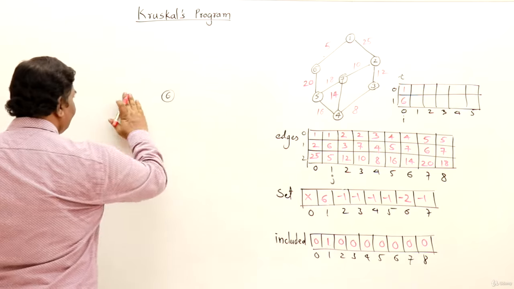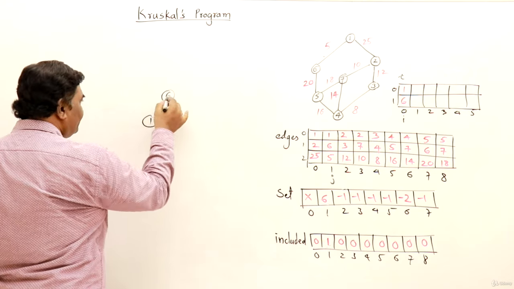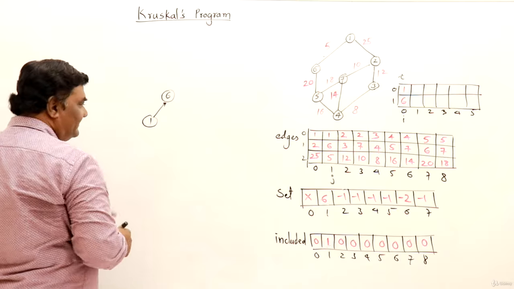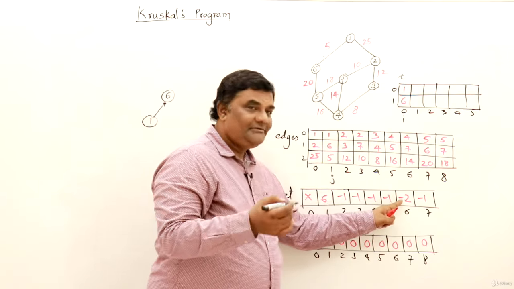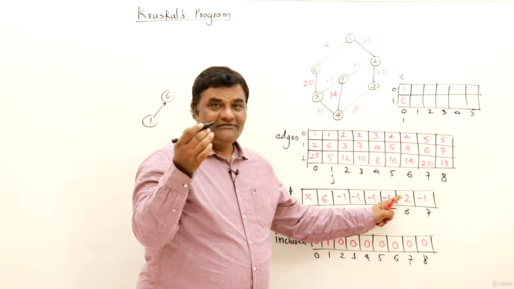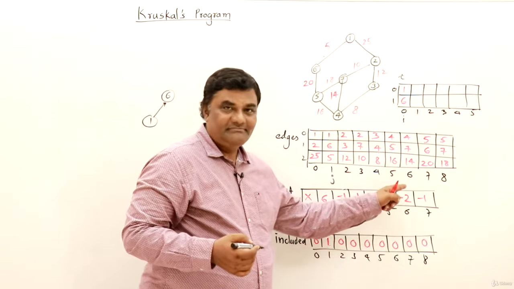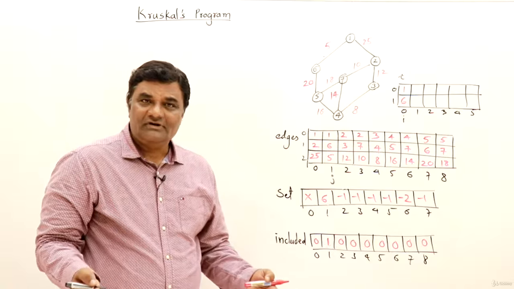So 1 comes under this, and this will be pointing to this one. It is just like this. 1 says that my parent is 6. And 6 says that I am the parent of myself. I am the parent of this set, and I have 2 vertices, -2. That's all. The step is over.